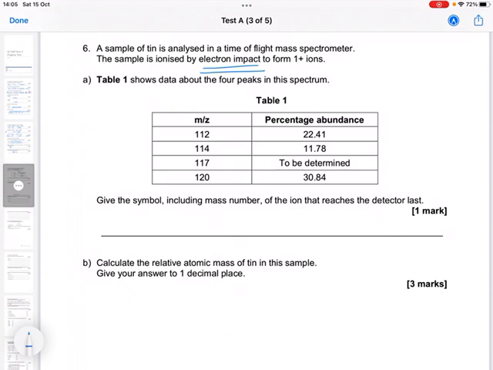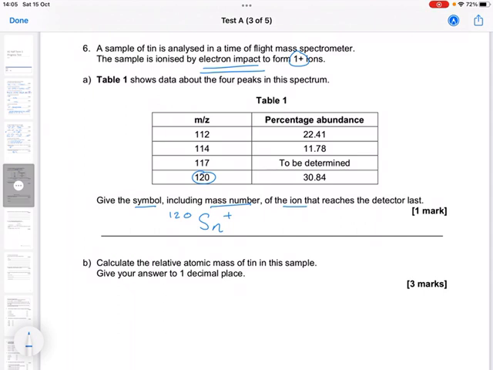Give the symbol, including the mass number of the ion, so I need the charge as well, that reaches the detector last. The one that's going to reach the detector last is the one with the greatest mass, or the greatest m/z, which is going to be this one. So it's 120. The chemical formula for tin is Sn, and we're told up here that it forms a 1+ ion, so I need the plus charge on there.